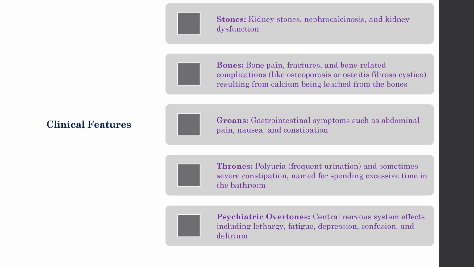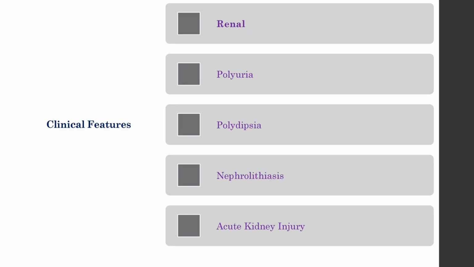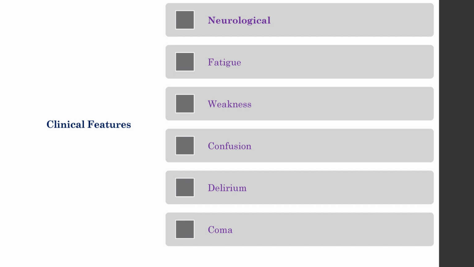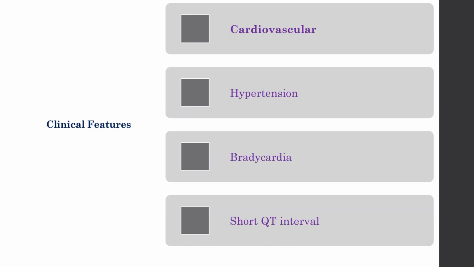Patients may develop renal manifestations like polyuria, polydipsia, nephrolithiasis, and acute kidney injury. Gastrointestinal symptoms like nausea, vomiting, constipation, and pancreatitis. Neurological manifestations such as fatigue, weakness, confusion, delirium, and coma. Cardiovascular: hypertension, bradycardia, shortened QT interval, and occasionally arrhythmias.